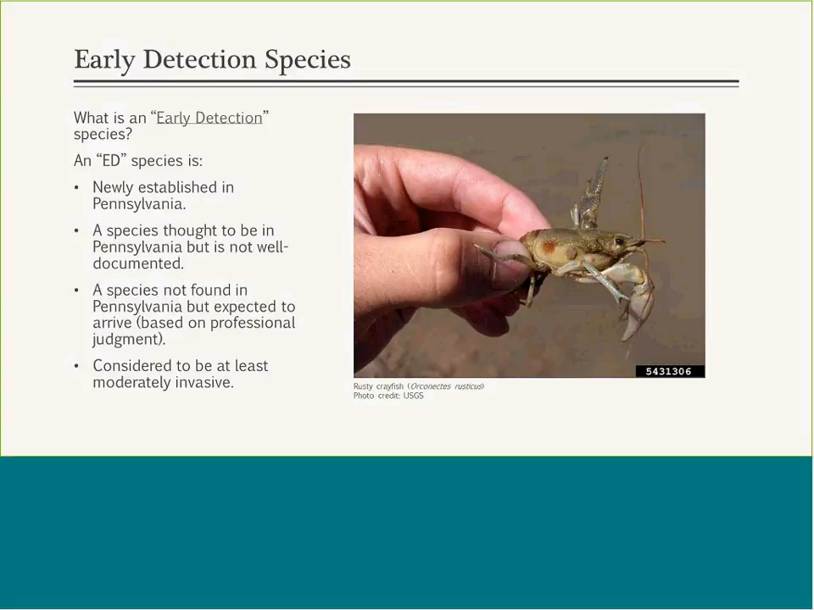So what is an early detection species? A species that is newly established in Pennsylvania, or it could be a species that's thought to be in Pennsylvania but it's not well documented, or a species that's not found in Pennsylvania at all, but it's expected to arrive soon based on professional judgment. And again, all of these species would be at least moderately invasive. And so an example here is rusty crayfish.